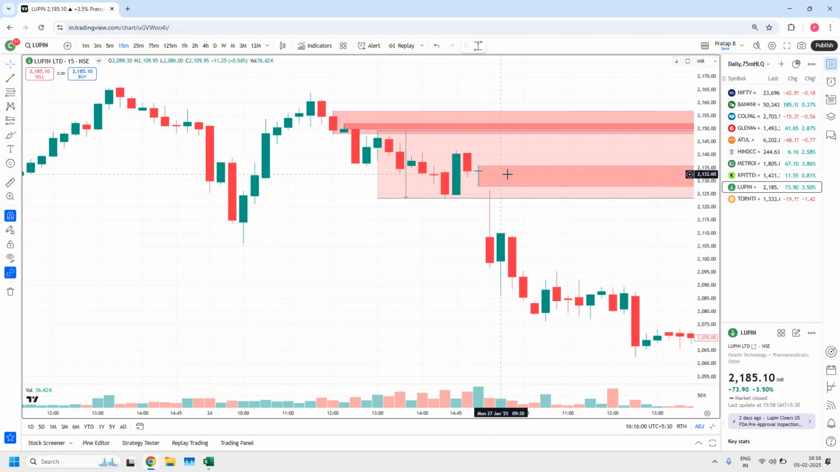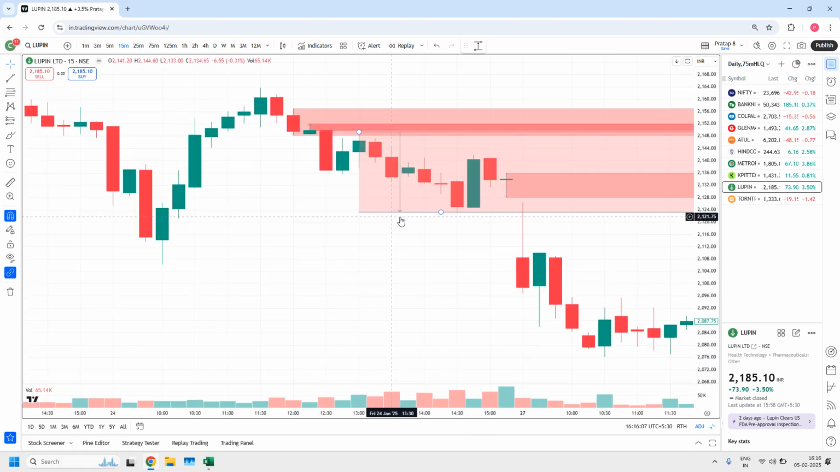This is the 15-minute zone. But I didn't fine-tune with 5 minutes. Why? That we will see. You will understand once we get into 5 minutes. But here you see again, you have a drop, base, drop.